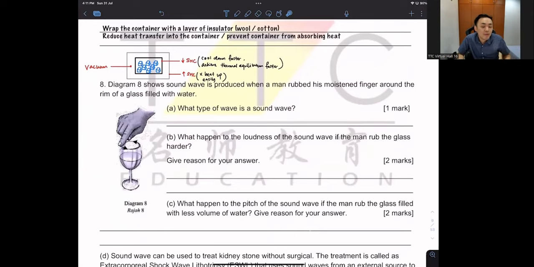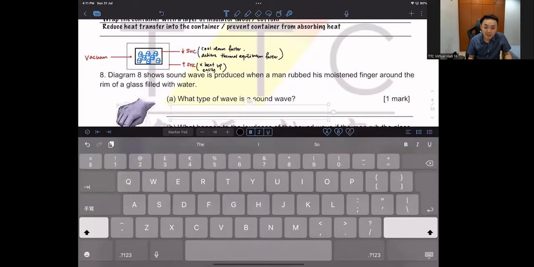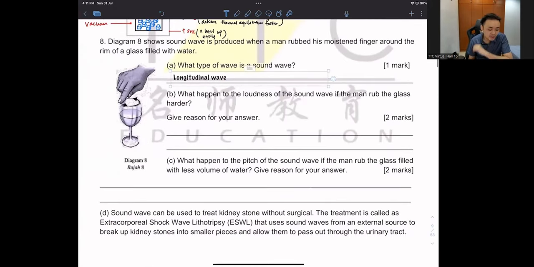What type of wave is a sound wave? Come, 3 marks. What is the wave here? Sound wave is the only example of what? Longitudinal wave. The rest is all transverse. Yep, light wave, water wave, electromagnetic wave, they're all transverse.